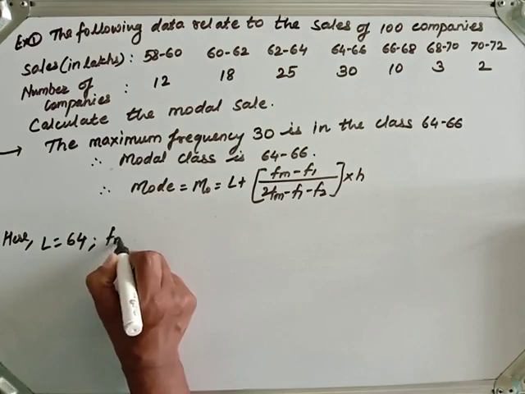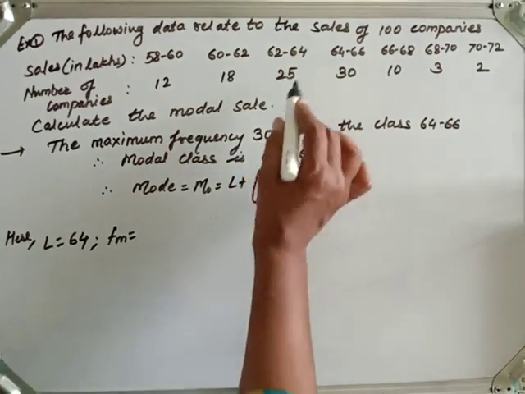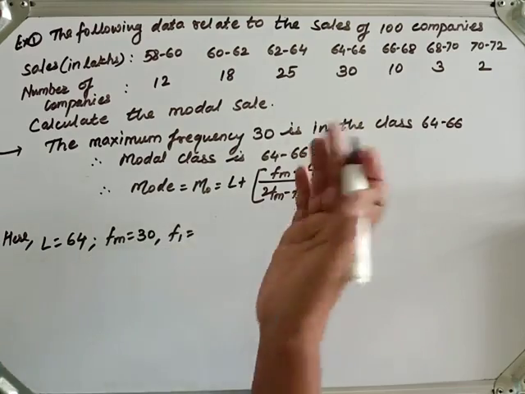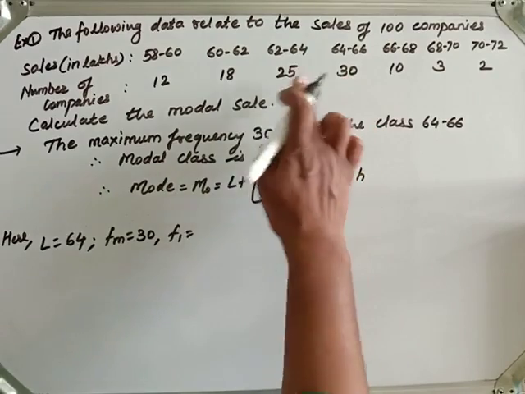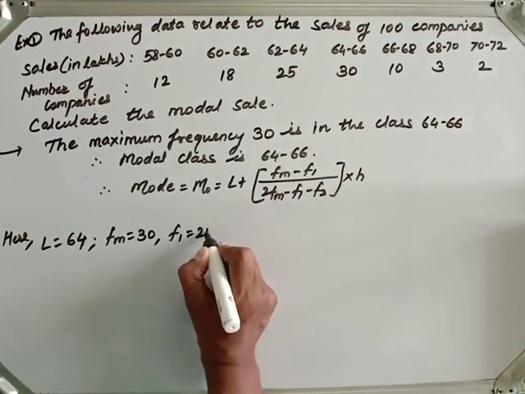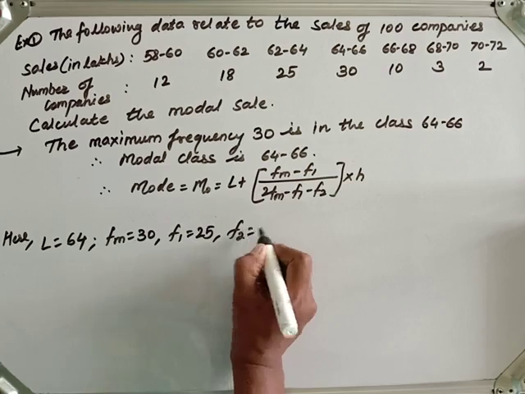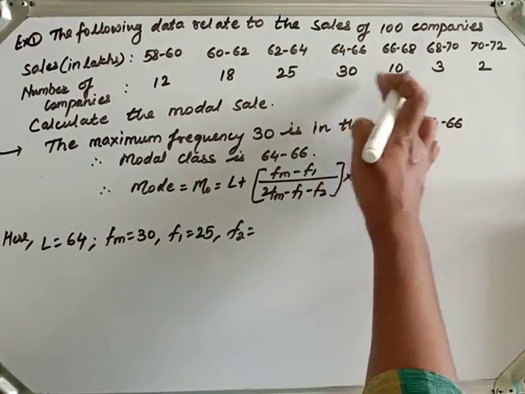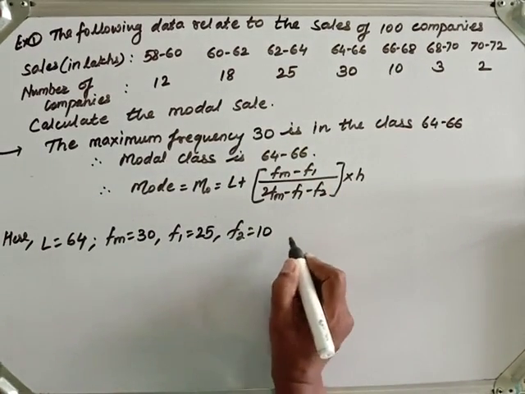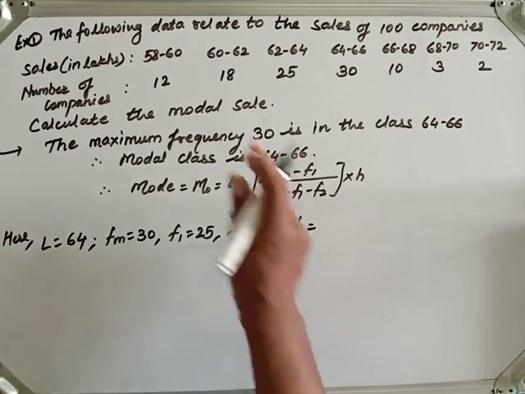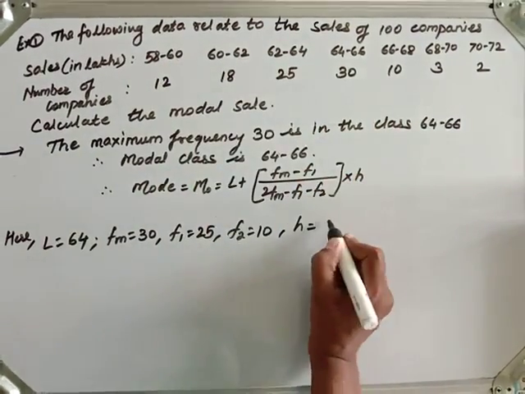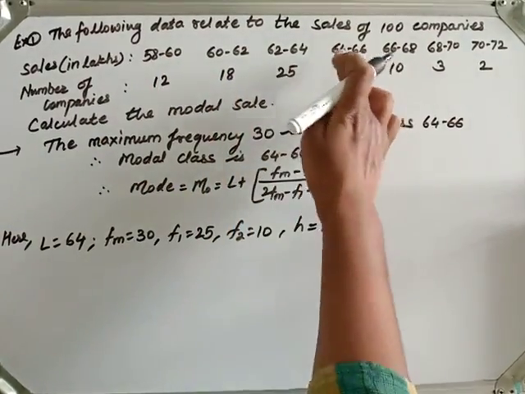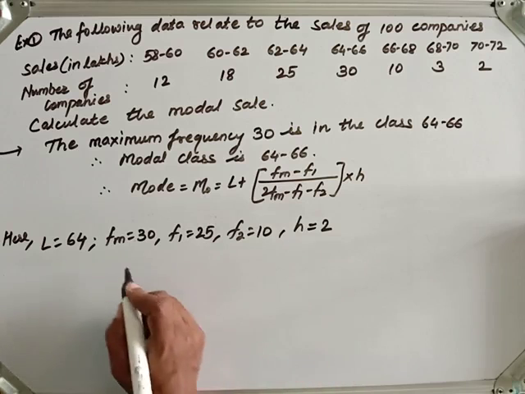Then what is Fm? Fm is the frequency of the modal class, which is 30. What is F1? F1 is the frequency of the pre-modal class, the class before that, so it will be 25. And F2 is the frequency of the class after the modal class, the post-modal class, so it will be 10. And what is h? The class width. The class width is everywhere 2: 68 minus 58 is 2, 66 minus 64 is 2.